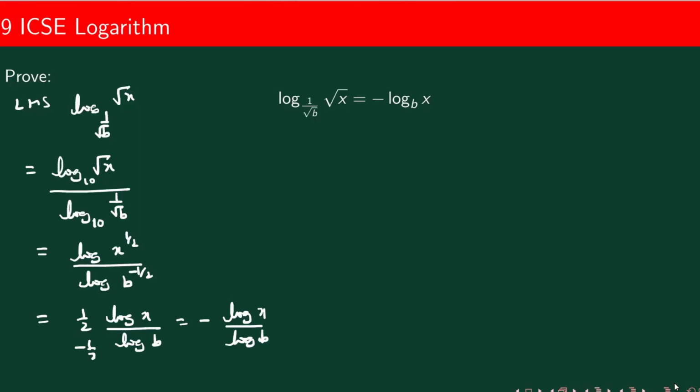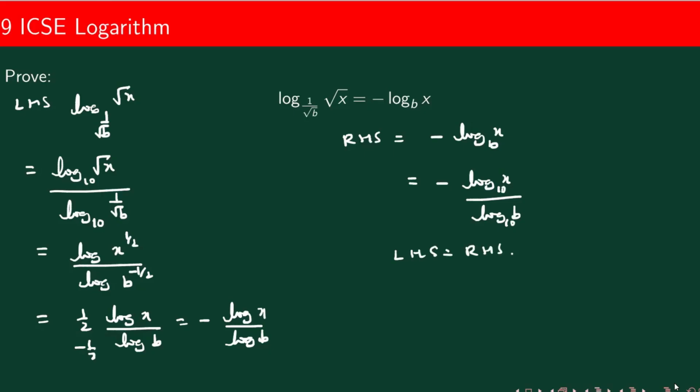Now let's try for this one. The right hand side is negative of log x to the base b, and by change of base it is log x upon log b. So that's proved. The left hand side is equal to the right hand side. So this is another way, a logical way, looking at the formula: log a to the base b is log a to the base c upon log b to the base c. It's change of base. I change the base to 10. Now let's go to the next question.